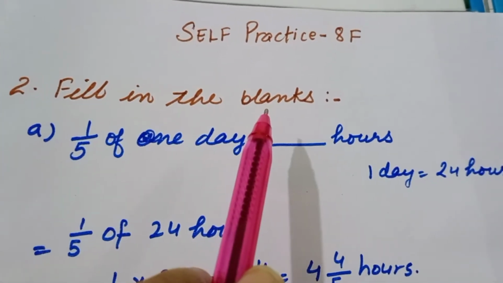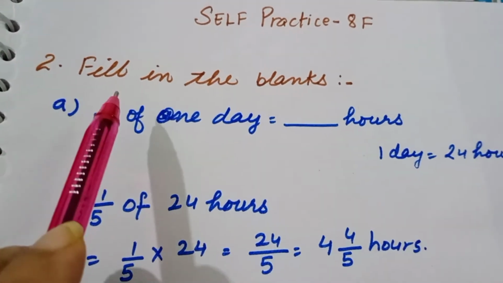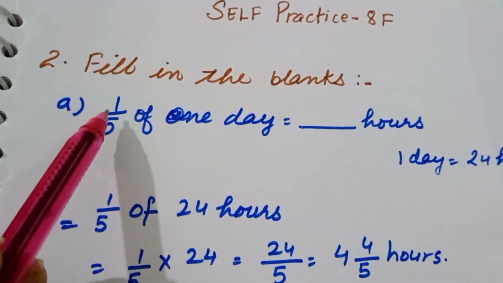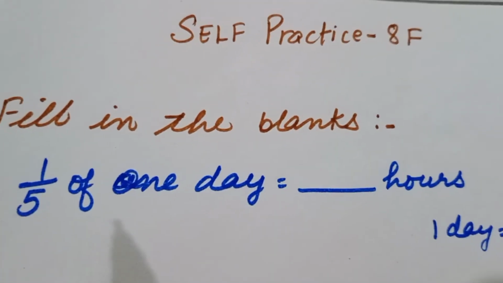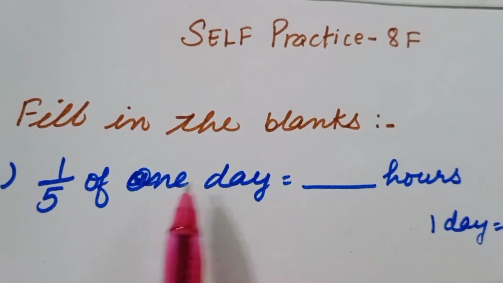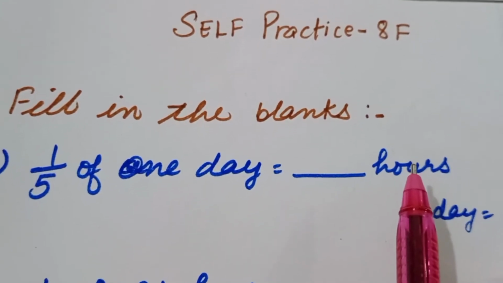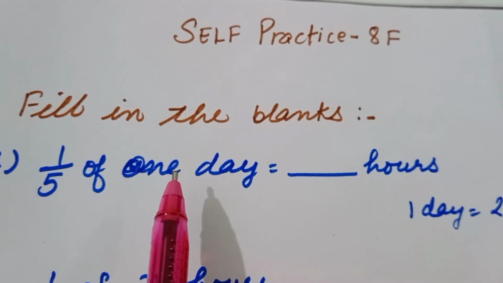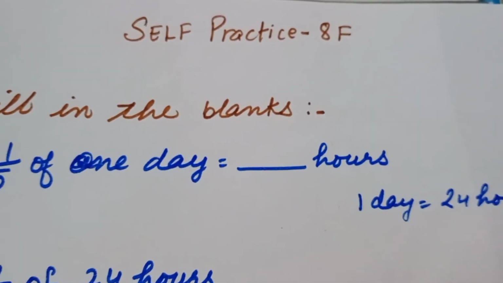Fill in the blanks. Here students, this question we will do in the register, not in the form of fill in the blanks. We will learn how to solve them. Here it is asked 1 by 5 of 1 day is equal to dash hours. Students, you all know in 1 day how many hours are there, and we need our answer in hours only. So first we will change this 1 day into hours. 1 day is equal to 24 hours.